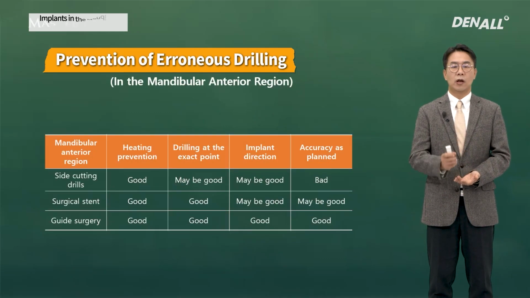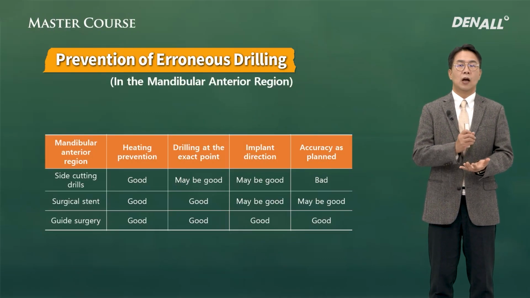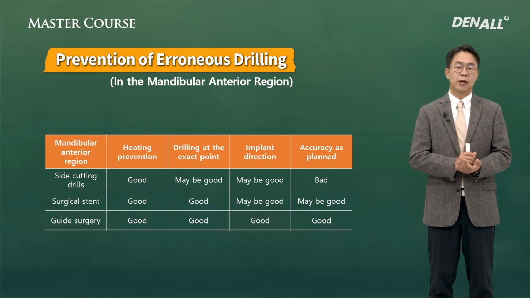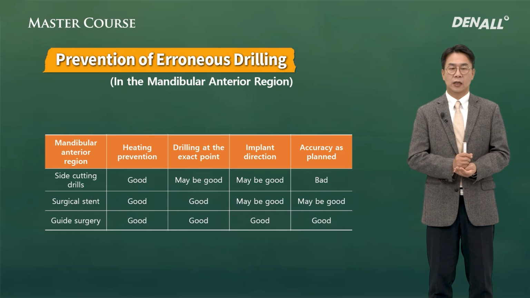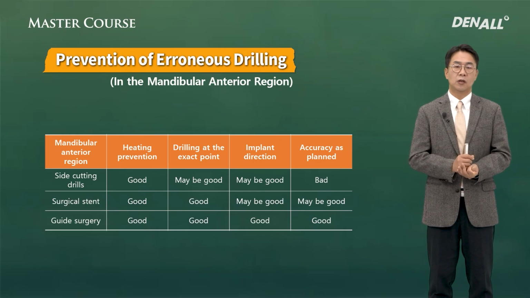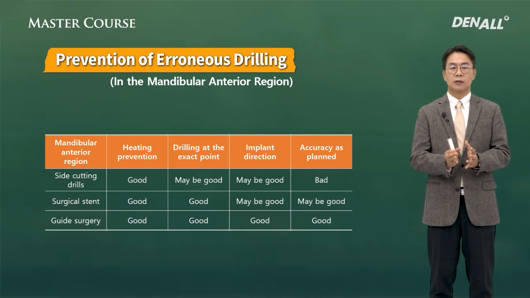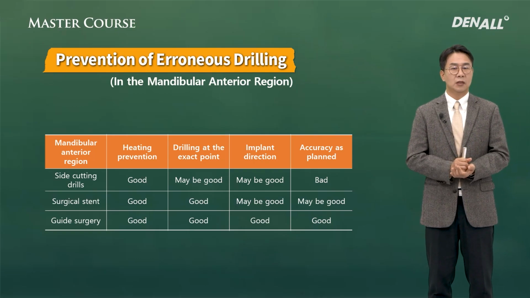If we compare these three, we talked about the characteristics of the mandibular anterior region. We need to be careful about heating, drilling at the exact point, and implant direction. In terms of them, they have merits and demerits.